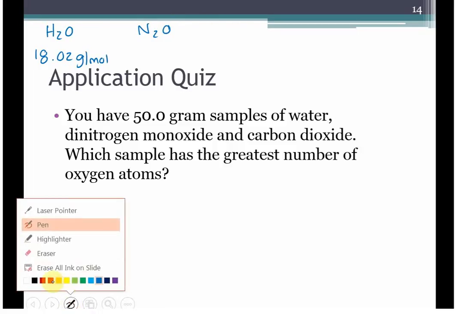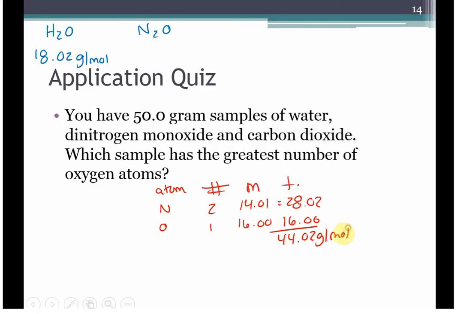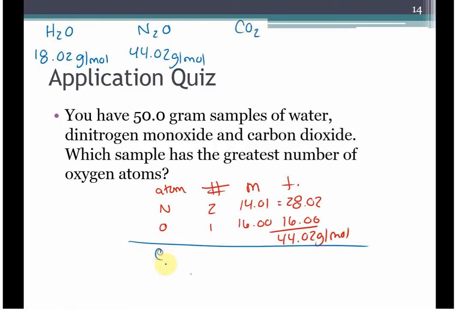Let's go ahead and make atomic tables first. Atom, number, mass, and total. Here we have nitrogen and oxygen, 2 and 1. This is 14.01 and 16. That gives us 28.02 plus 16, or 44.02 grams per mole. For carbon dioxide, that's CO2, C and O, 1 and 2. This is a mass of 12.01, 16. So we get 12.01 plus 32, which gives us 44.01 grams per mole.